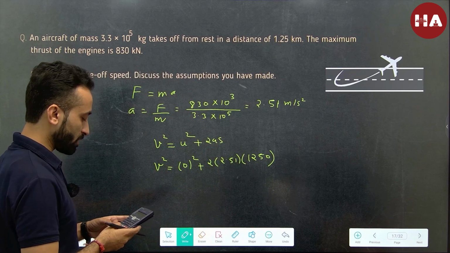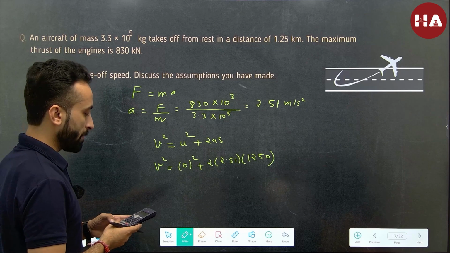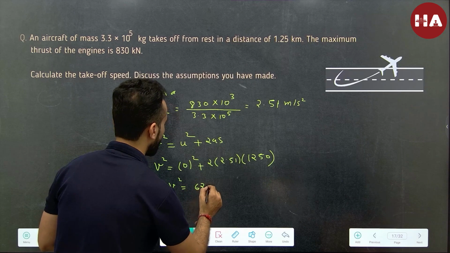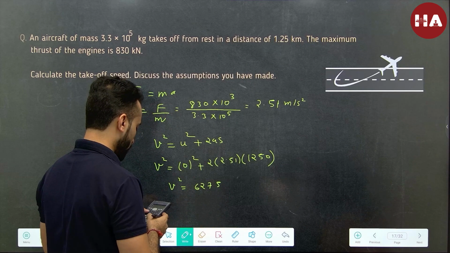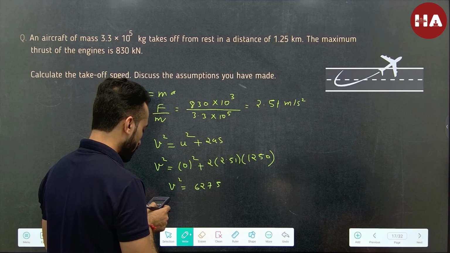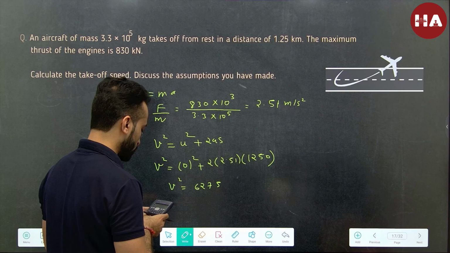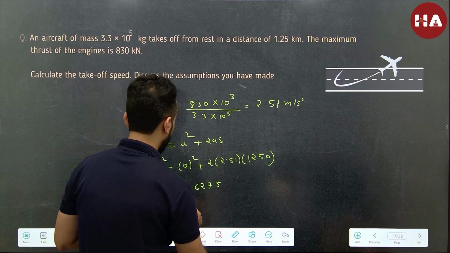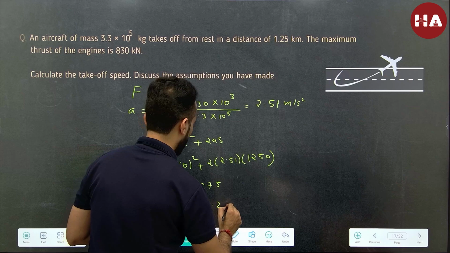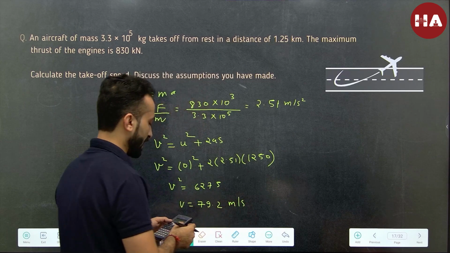So let's do this calculation. 2 times 2.51 times 1250, and that's giving me v square is equal to 6275. And if we square root the answer, then let's see what we are getting. Alright, so square root of 6275. So I am getting v as 79.2, or approximately 79.2 meter per second. That is the takeoff speed.